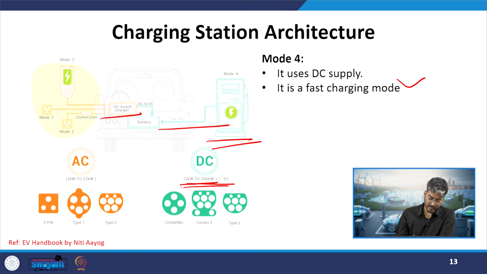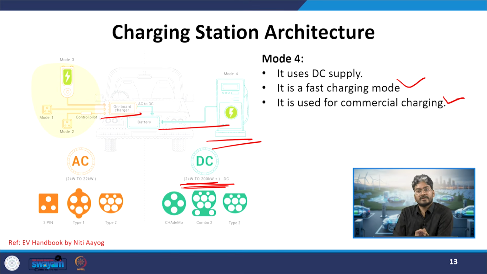Okay, so this is the commercially available rating with us as of today. There is research on increasing it further so that our charging time reduces. It is used for commercial charging. As it has such a high power rating, there is no point in having it for domestic usage. So it is restricted to commercial charging, where vehicles can be charged in as little time as 10 to 15 minutes.